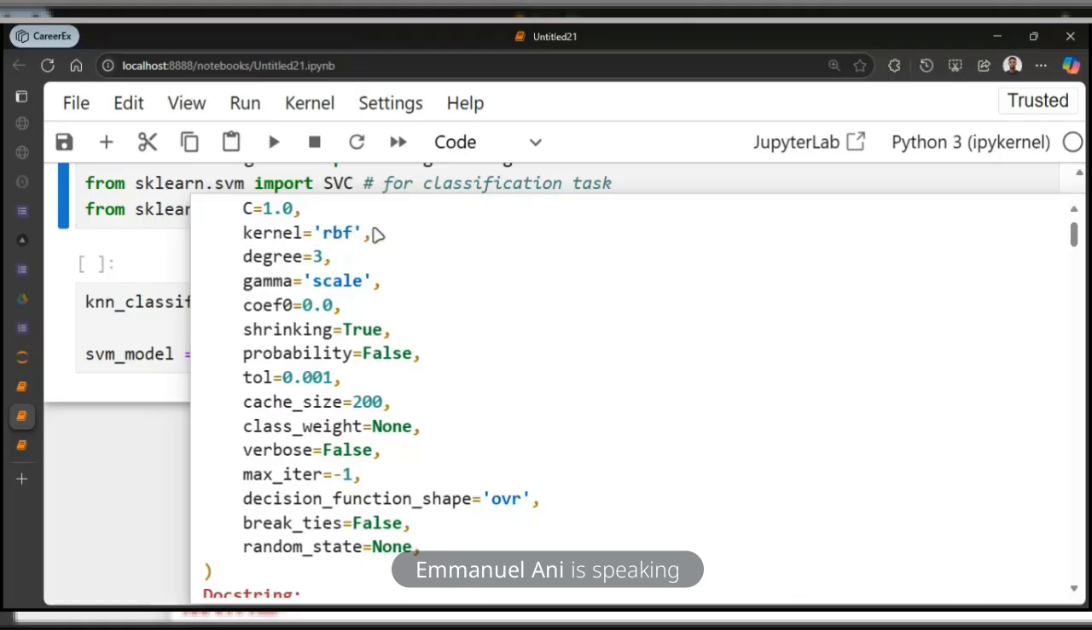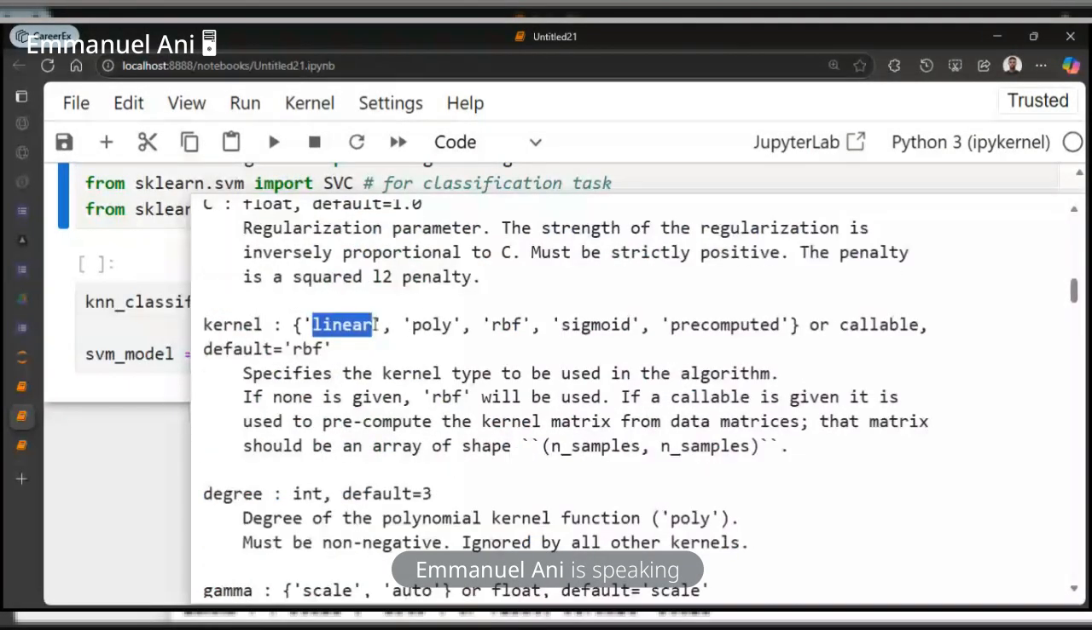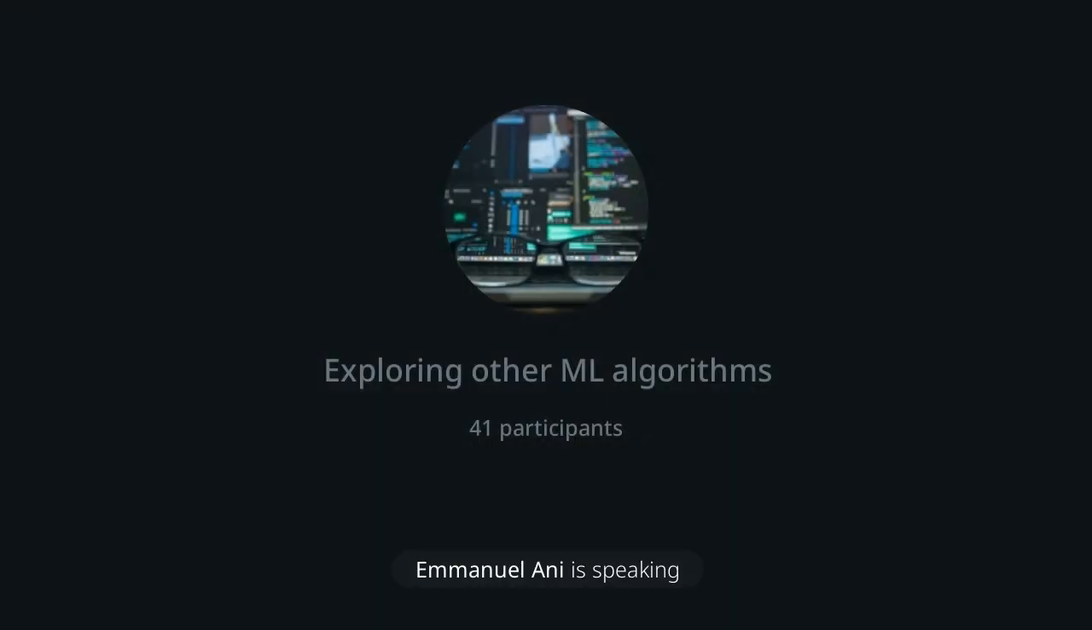Sometimes, if you're working with linearly separable data and you know it's linearly separable, just put linear there. If you go to kernel here, this is how we have different options. We have linear, we have polynomial, we have RBF, we have sigmoid. Okay, so if you're working with linear data, just use linear. It will work very well. But if you're working with non-linearly separable data, then you can use RBF. So this is how to use your SVC classifier.